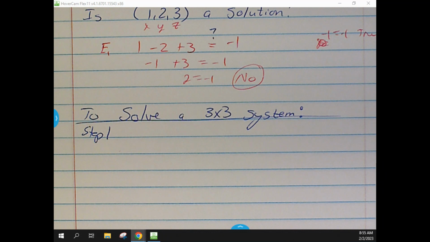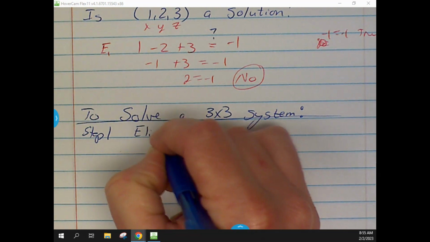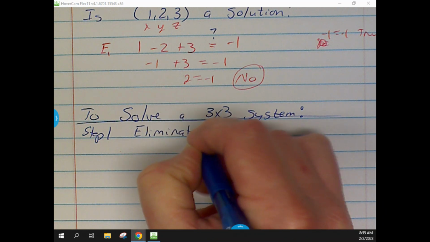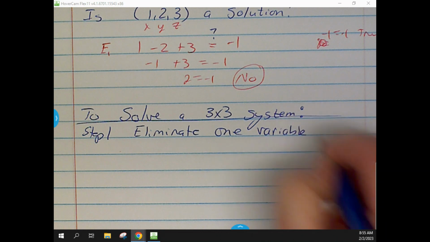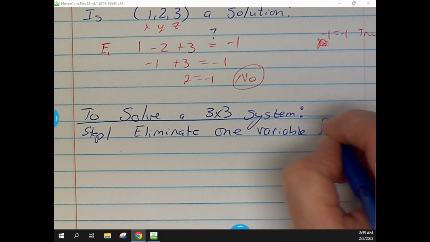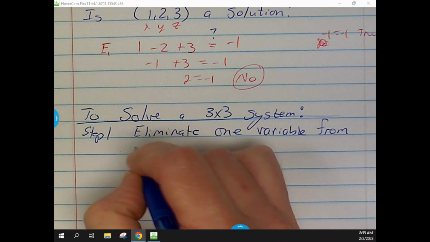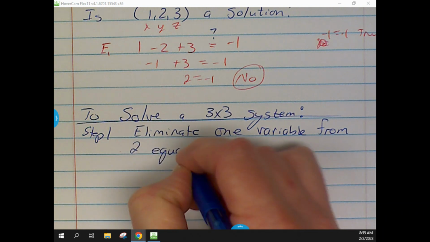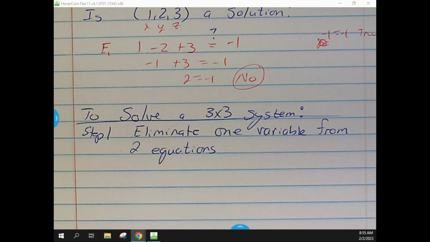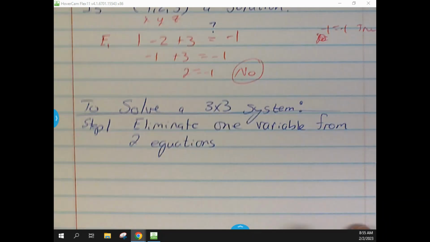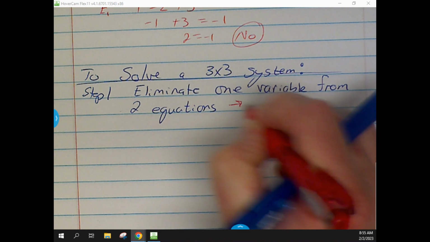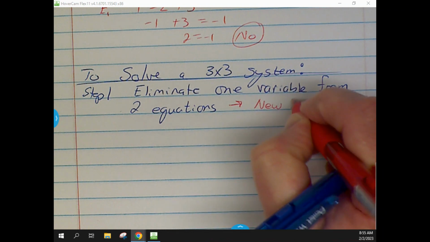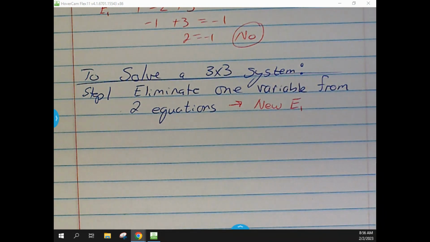all right. So what we're going to do is solve a 3 by 3 system. You're going to eliminate one variable from 2 equations. All right, if we do that, we're going to call that new equation 1.